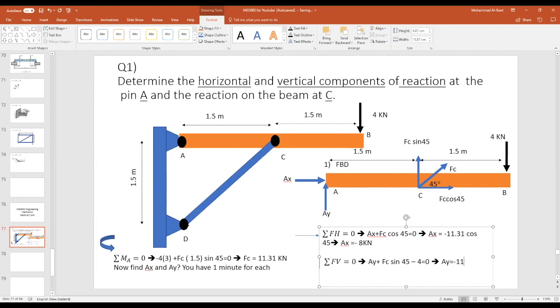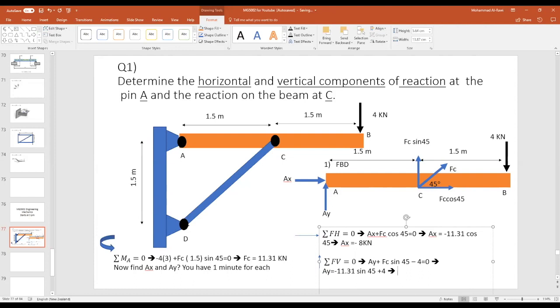Now remember, if we rearrange this equation, AY equals what? Minus 11.31 sine 45. Now you say, why is it minus? Because I moved the FC sine 45 to the other side of the equation, and plus 4 kilonewtons. We'll just push this to the second line so it doesn't confuse anyone, and this will lead you to an answer.